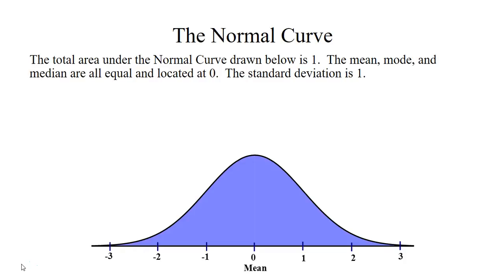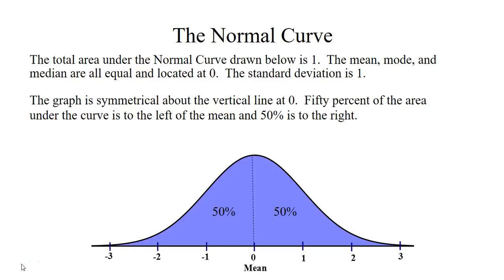mean of 0 and a standard deviation of 1. For a normally distributed set of data, the mean, the mode, and the median are all equal. On the graph, they're located at 0. The curve is symmetrical about the vertical line at 0, which means that 50% of the area under the curve is to the left of the mean and 50% of it is to the right. Or you can think about it as 50% of your data values will be below the mean and 50% of your data will be above the mean. Remember, the mean and the median will be the same for normally distributed data.